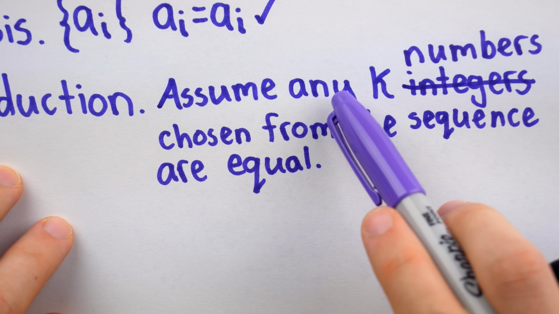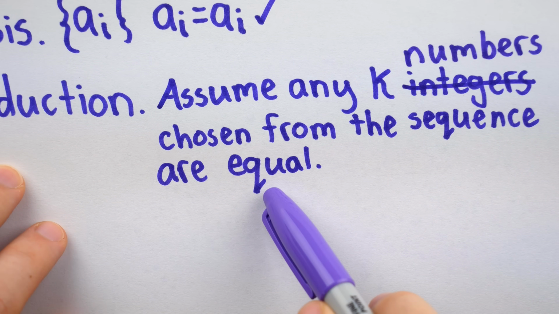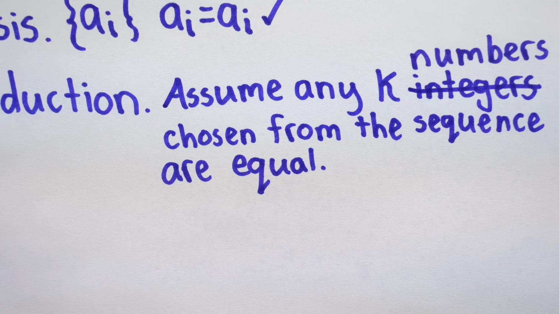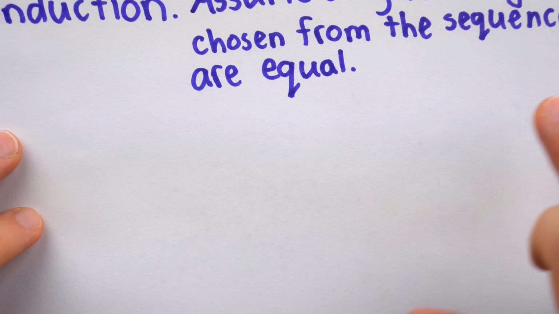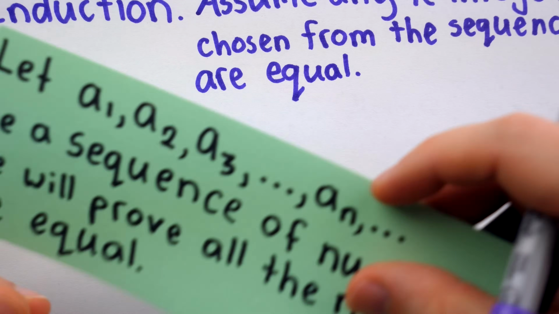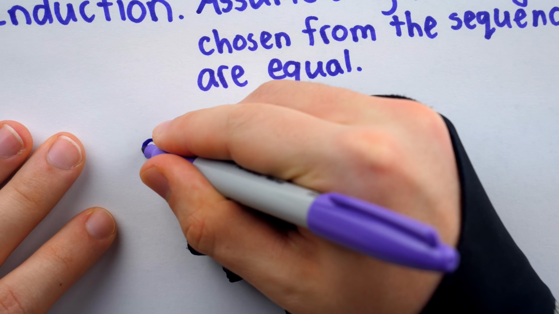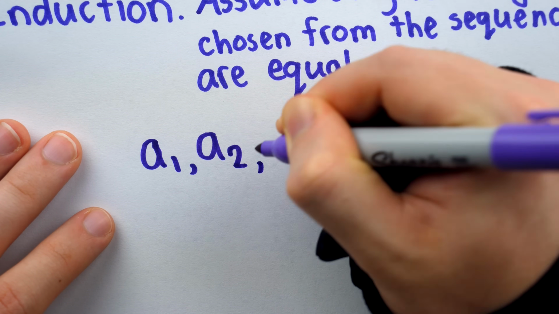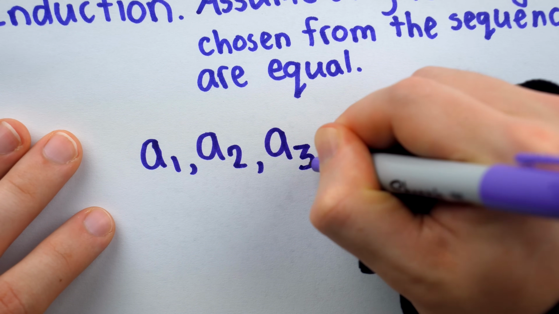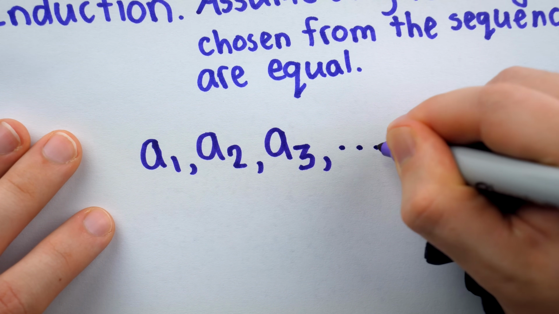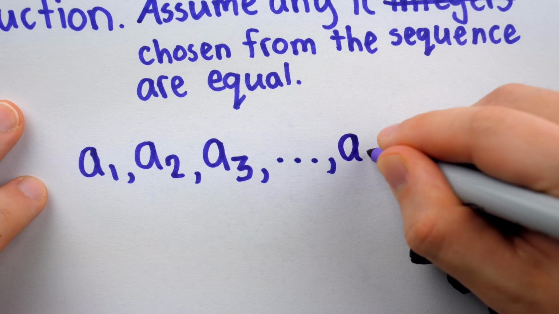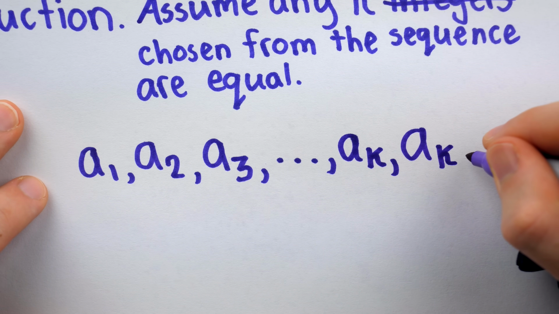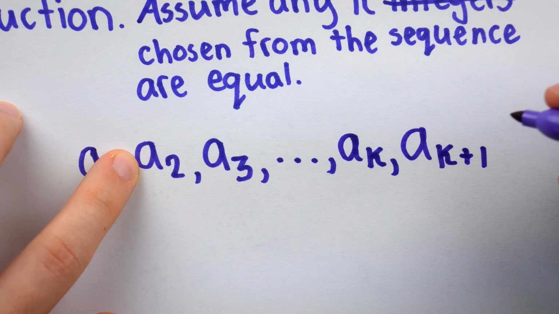We get this for free. Any k numbers chosen from the sequence are equal. Now we have to prove this is also true for any k plus 1 numbers chosen from the sequence. So to that end, let's consider a set of k plus 1 numbers from this sequence. Now we could choose any k plus 1 numbers from the sequence. It doesn't have to be the first k plus 1 numbers from the sequence, but notationally it will be convenient if I write it that way, so please permit me this convenience. If we wanted the notation to not look like we're selecting specifically the first k plus 1 numbers from the sequence, then we could use an additional subscript and write ai1, ai2, and so on.